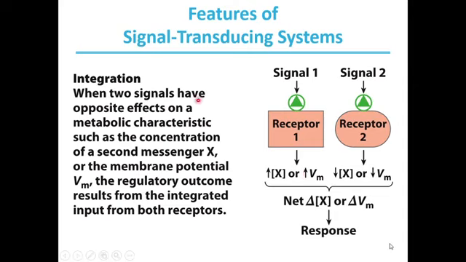But because there is integration, the outcome of these two signaling pathways is the combined effect. So the net change in the concentration of second messenger or the net change in membrane potential would be the signal integration as a result of these two signals. And this would result in a response, and that is the integrated input from both receptors.